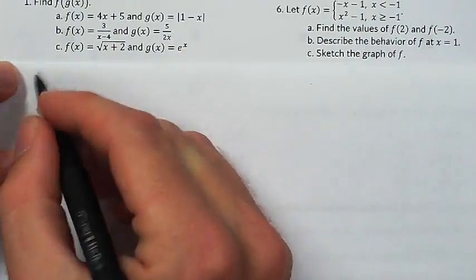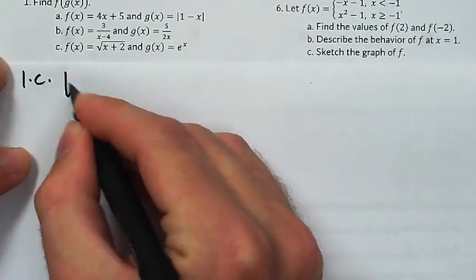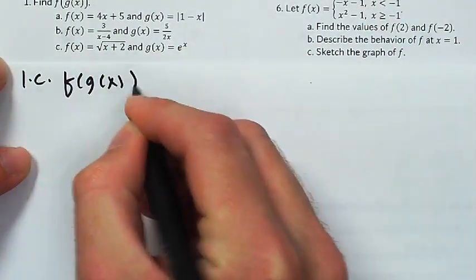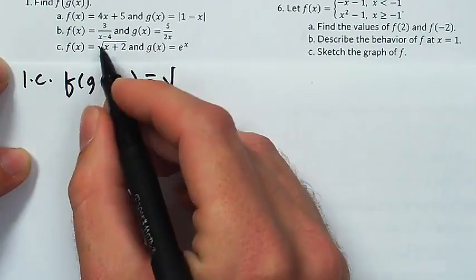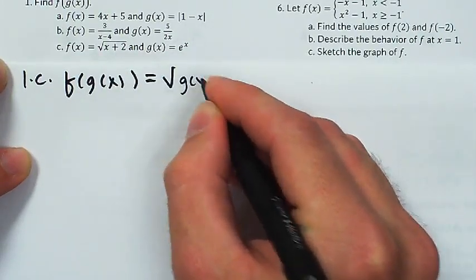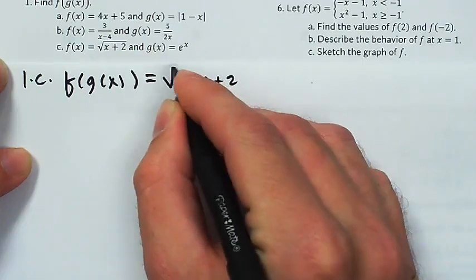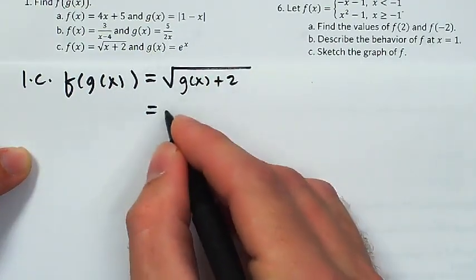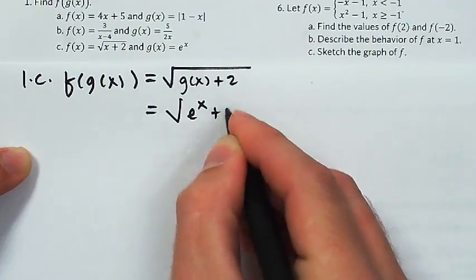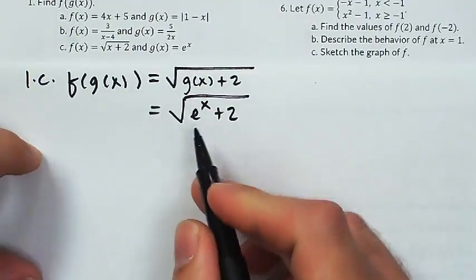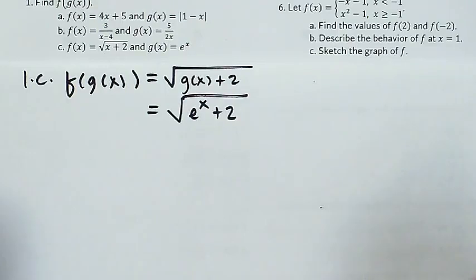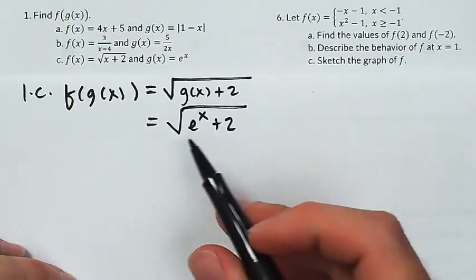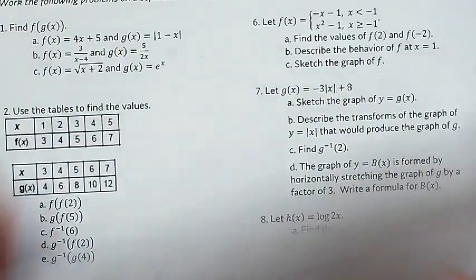So C, f of g of x would be the square root of x is now g of x, plus 2. So I'm going to replace g of x with e to the x. So it's the square root of e to the x plus 2. And there's not anything I can do with it. I can't just take the square root of e to the x and the square root of 2 separately. Square root doesn't work like that. Okay, that's as far as I can go. So that'll be f of g of x.